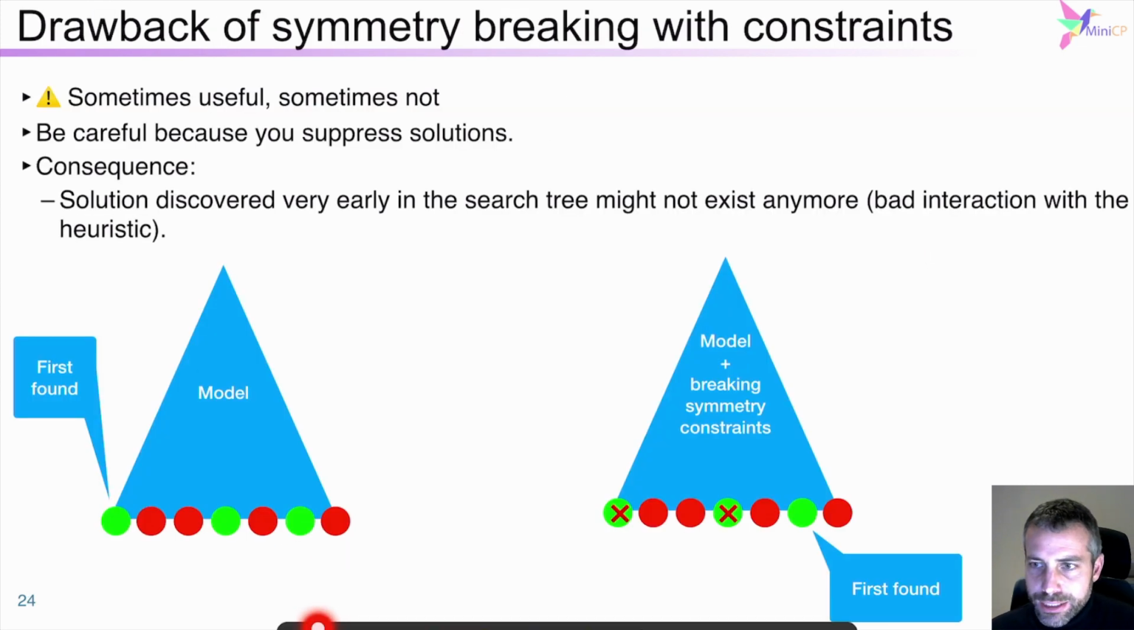So there is a drawback when you break symmetries by adding constraints. Sometimes it's useful, sometimes you will realize that it's not. And it's quite counterintuitive, so I need to explain this phenomenon a little bit.